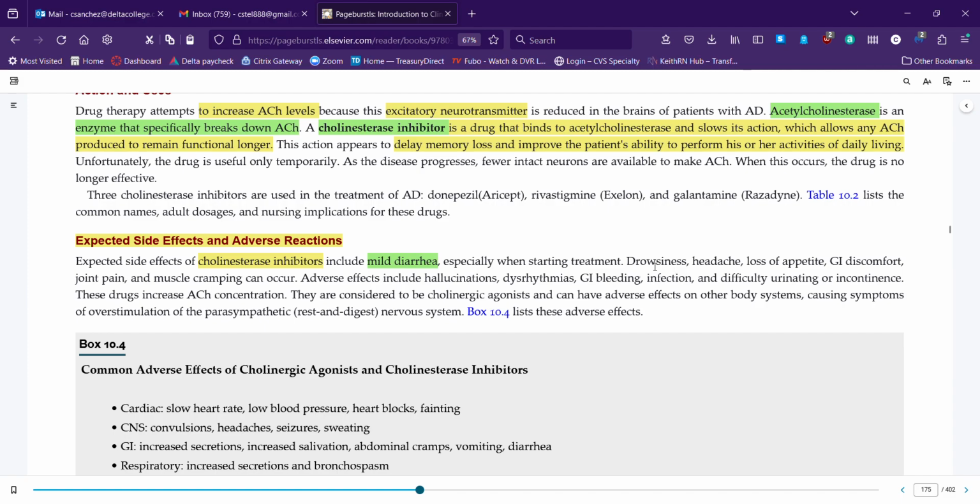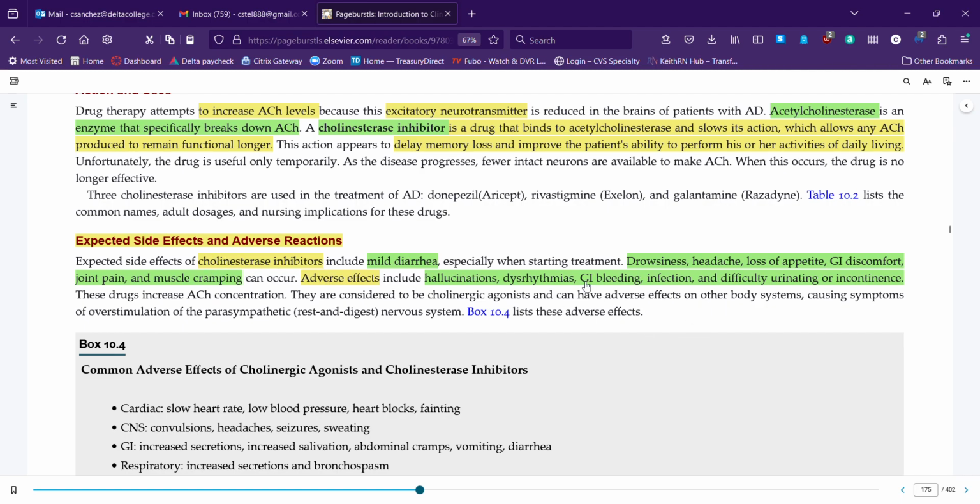it usually goes away with treatment as the body adjusts. So they can also, again, have that drowsiness, headaches, GI, muscle cramps. Okay. So our adverse effects are going to be hallucination, dysrhythmias, GI bleeds, infection, and difficulty urinating or incontinence. So again, remember, adverse effects are things that need to be reported that possibly can affect the drug, and the drug may need to be discontinued. And then our side effects are going to be those things that we expect.